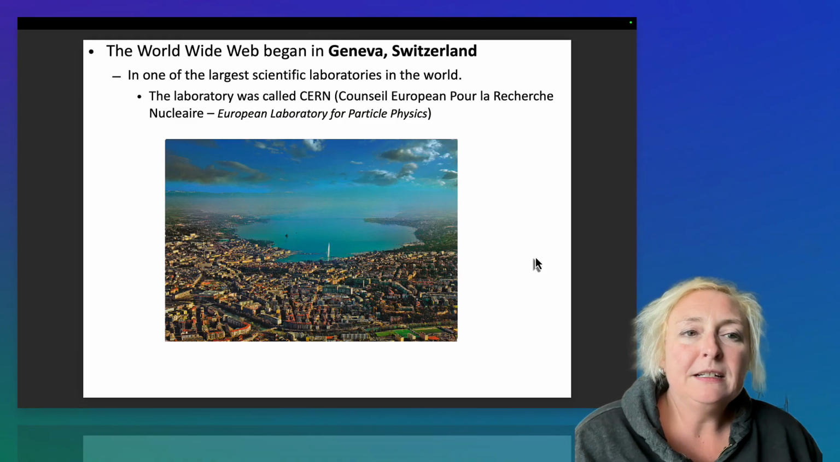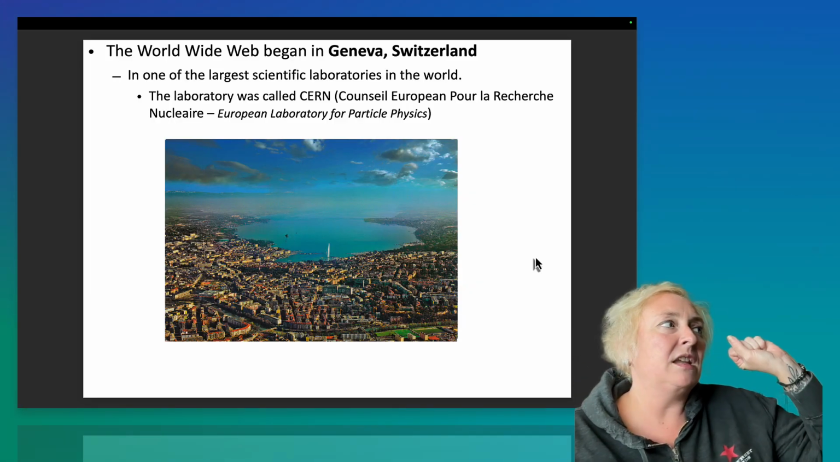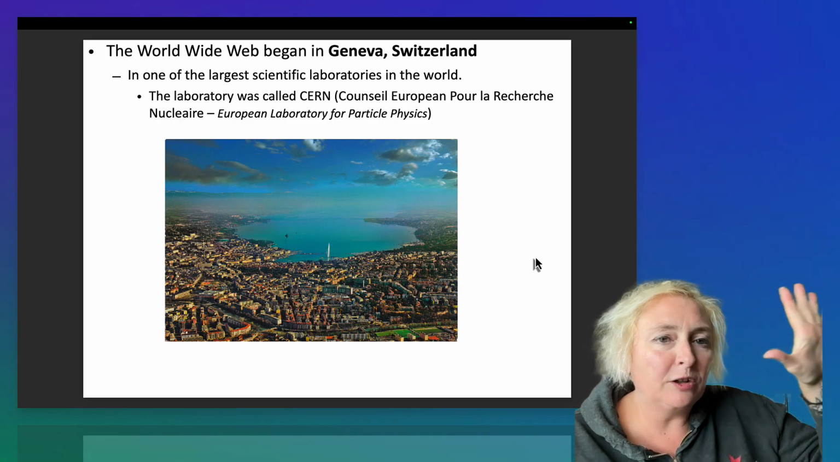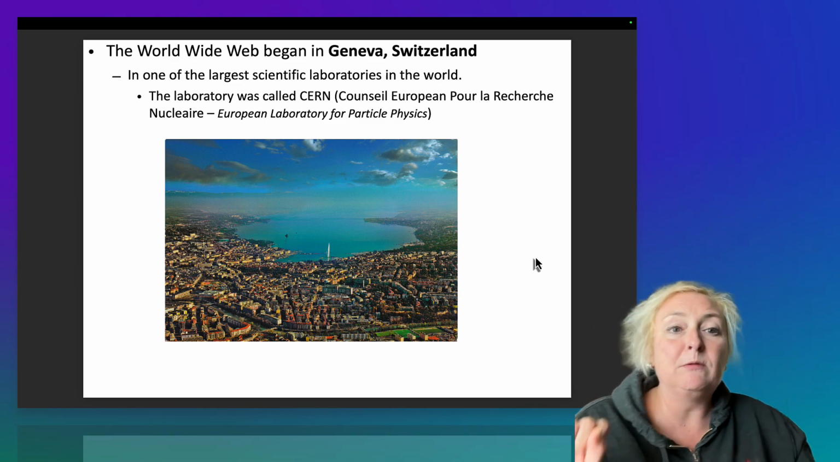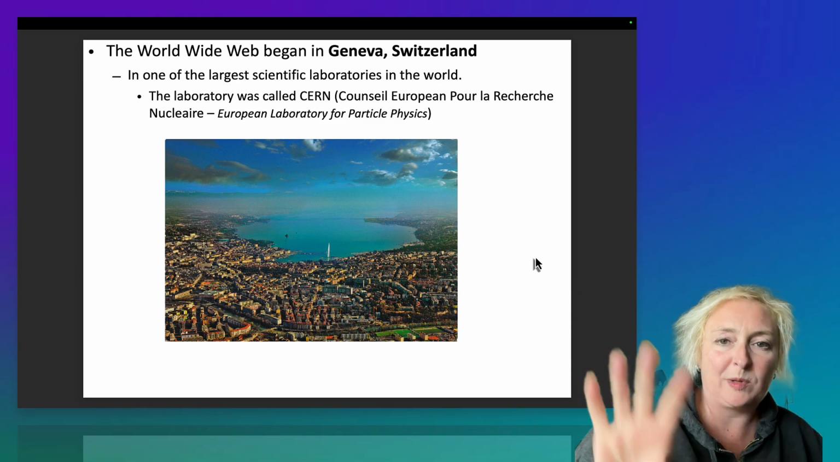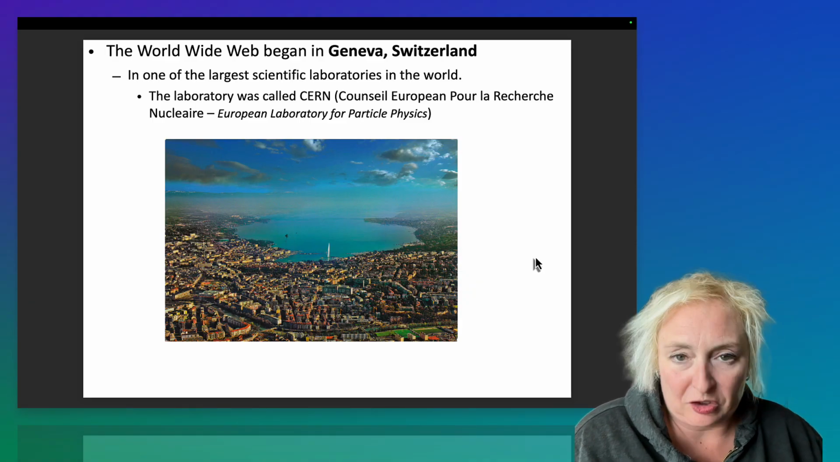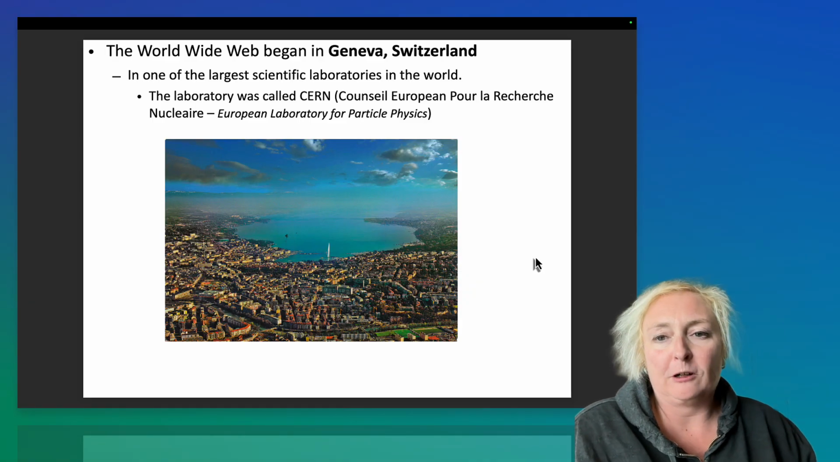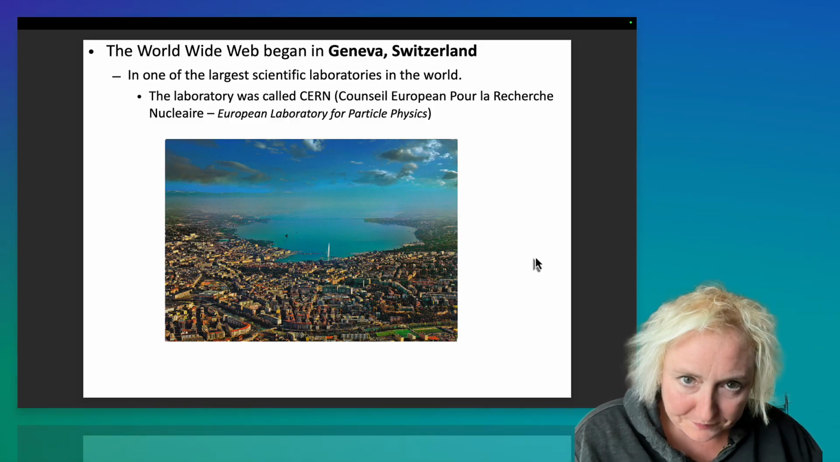So we have two separate things. We have the ARPANET, the internet, right? Started in America. But then we have the World Wide Web, which began in Geneva, Switzerland, at the lab called CERN, the Council for European Nuclear Particle Physics.